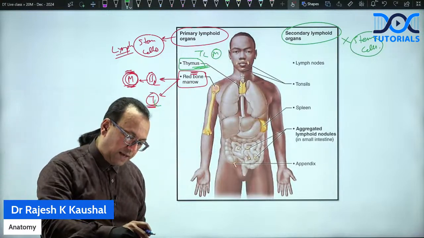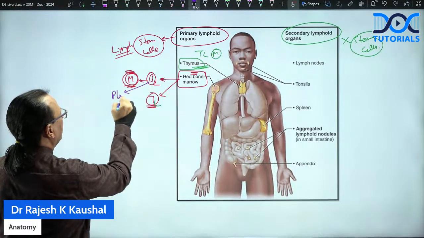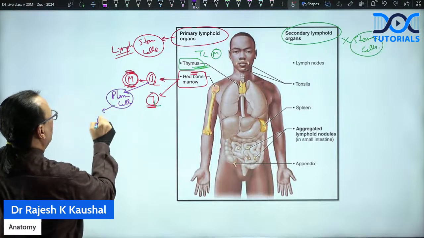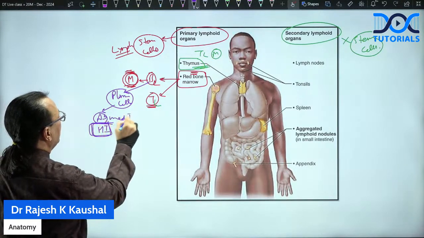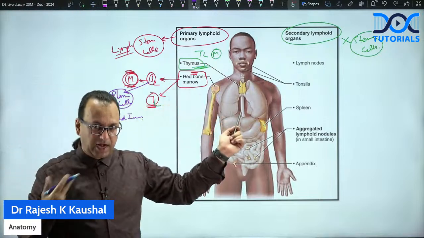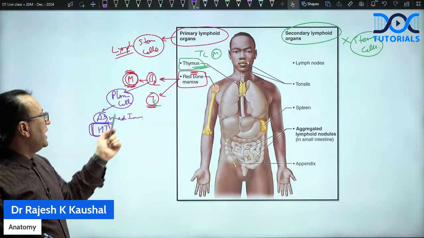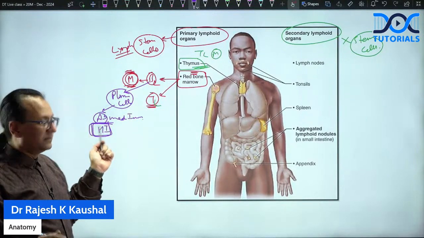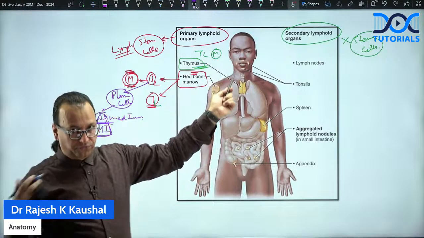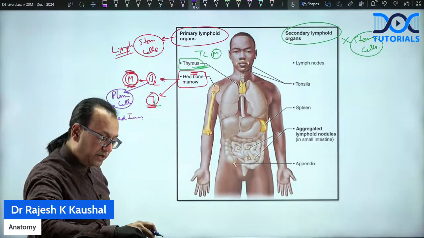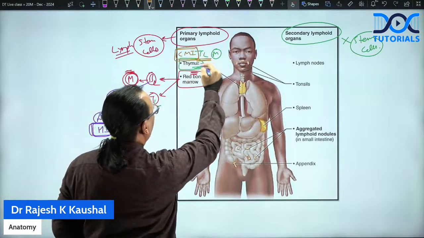Now what will happen is the B lymphocyte in the bone marrow will change into plasma cell, and plasma cell will make the antibody, and you will have humoral immunity. So humoral immunity, which is antibody mediated immunity, is by the B lymphocyte. In the red bone marrow, you made B lymphocyte. B lymphocyte became plasma cell. Plasma cell forms antibodies. What about the T lymphocyte? T lymphocyte was migrating to thymus, and there it will be trained for cell mediated immunity. So there you will have cell mediated immunity, and that is the T lymphocyte, thymus related.